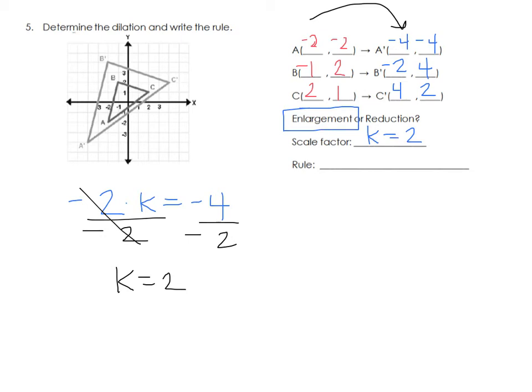So to write the rule, again, in coordinate notation, always the same beginning, xy maps. We took our x-coordinates and multiplied by 2. We took our y-coordinates and multiplied by 2. The shorthand rule would be d sub 2.